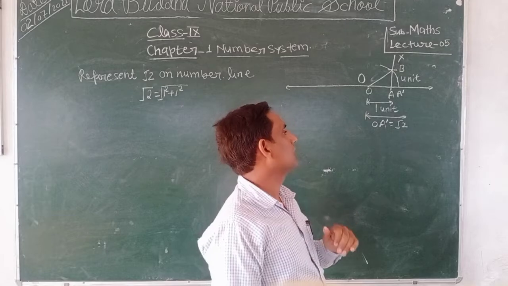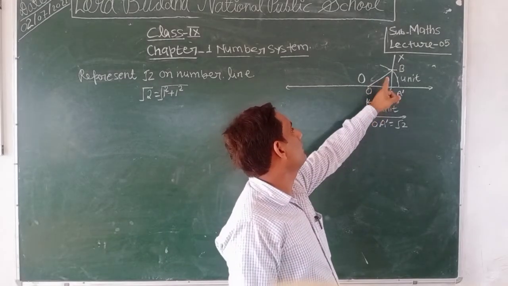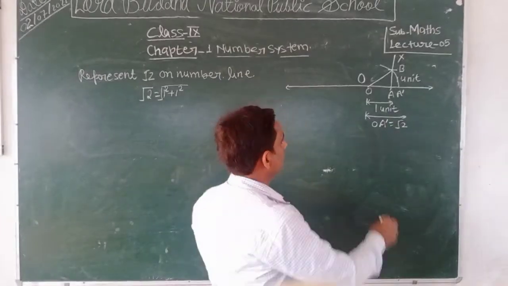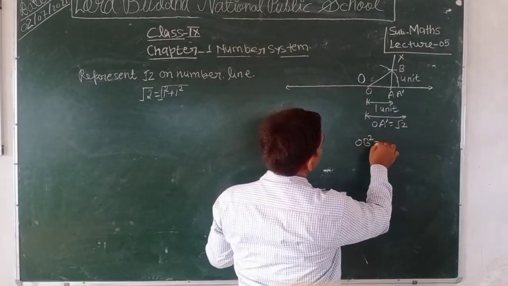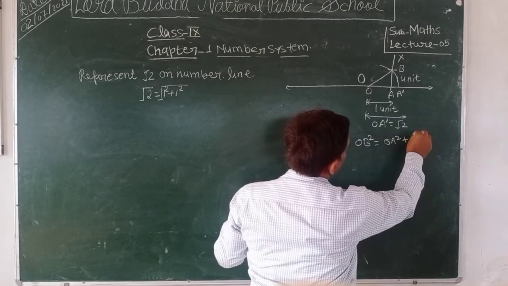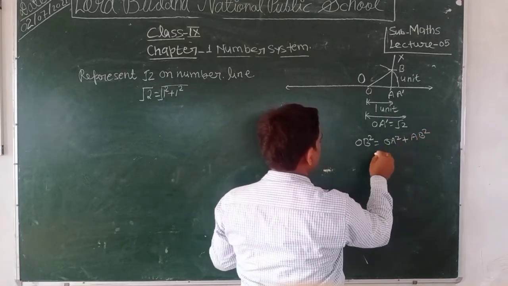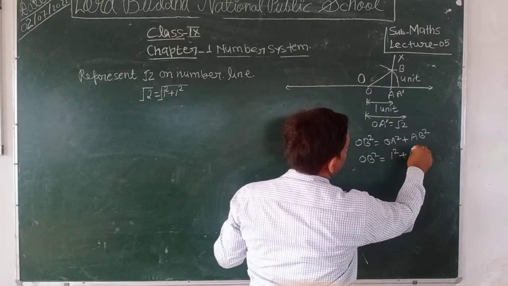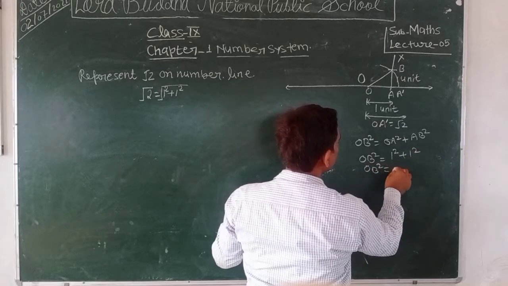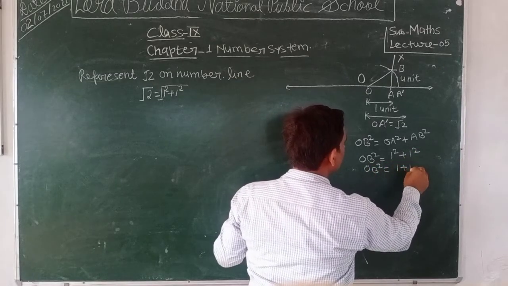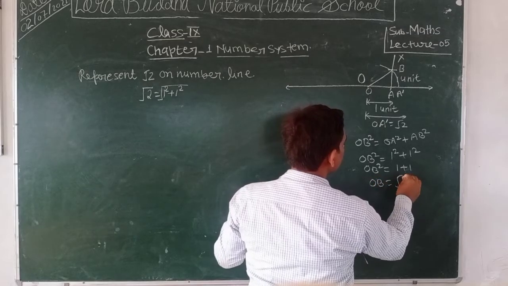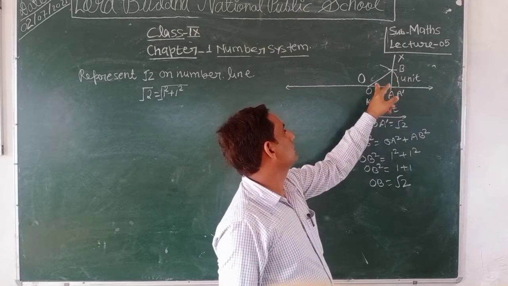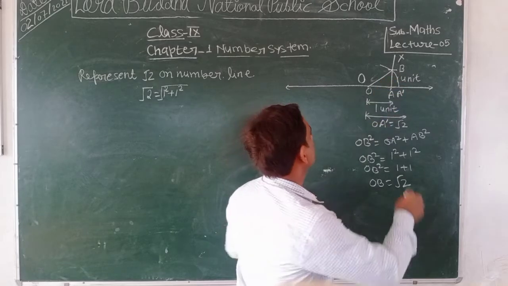Clear? Now, the length of OB, by Pythagoras theorem: OB square equals OA square plus AB square. So OB square equals 1 square plus 1 square. OB square equals 1 plus 1, so OB equals root 2. This means the length of OB, the hypotenuse of this right angle triangle, is root 2.